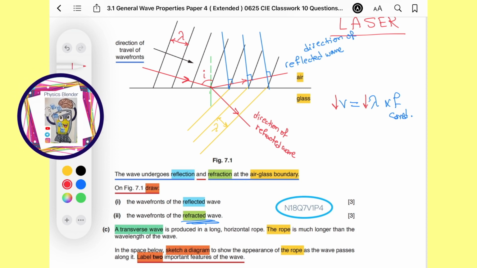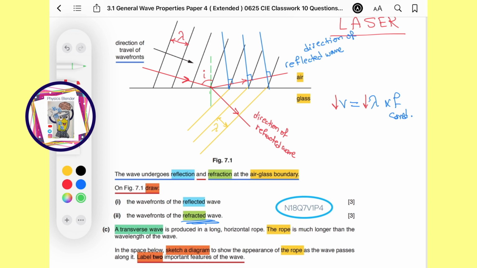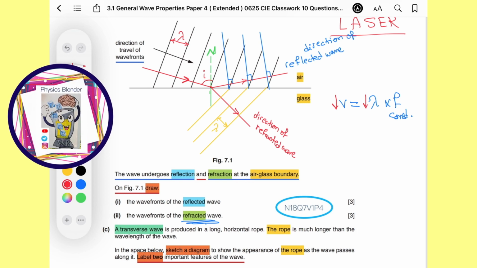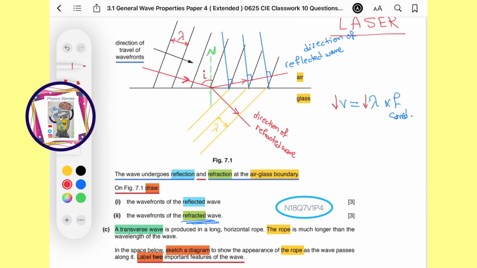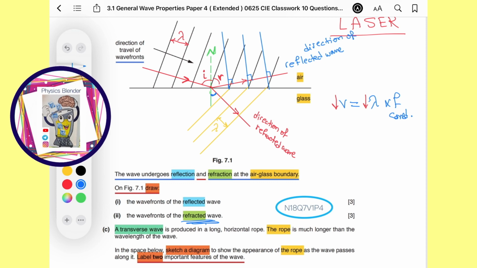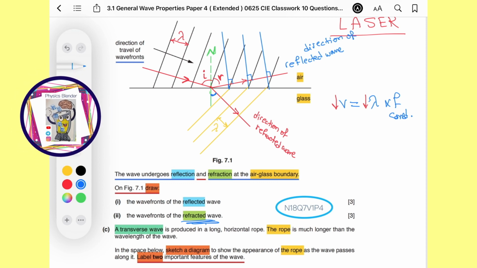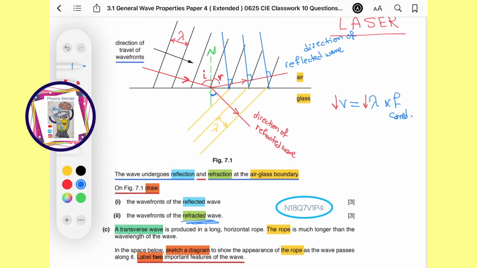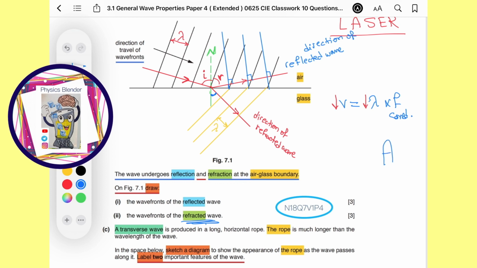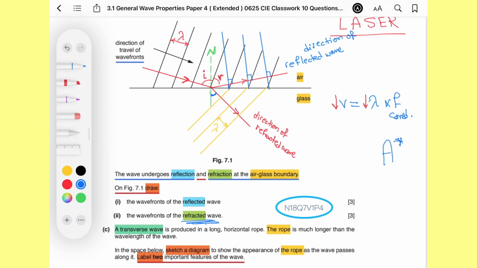Is it clear? So we have here, this is the normal. Some of the rays or the waves are reflected. This is the angle of incidence. This will be the angle of reflection. Okay, but here this angle is the angle of refraction. We have here the direction of the refracted wave and we have wavefronts of the refracted waves. This question is challenging and is very important.